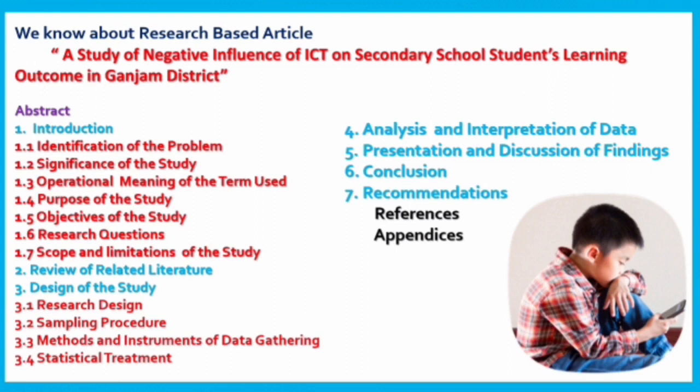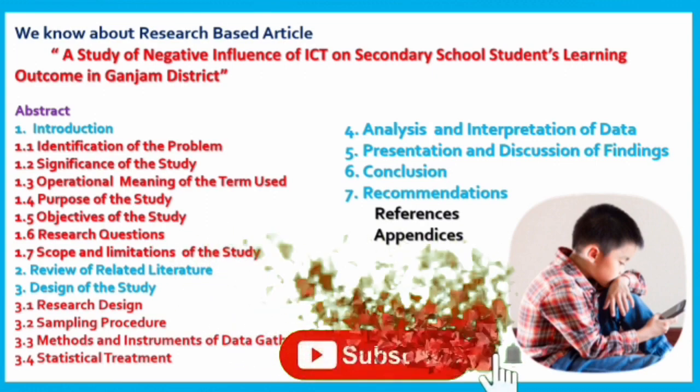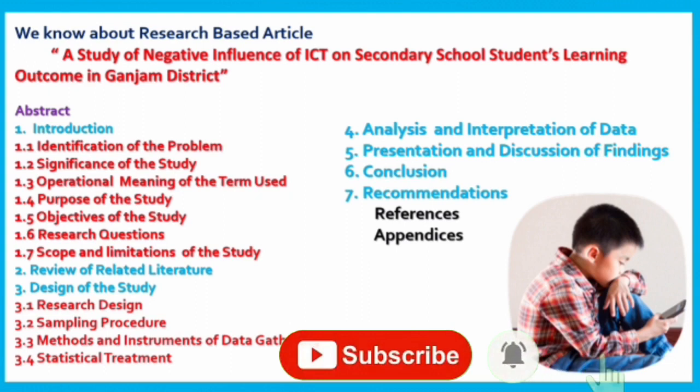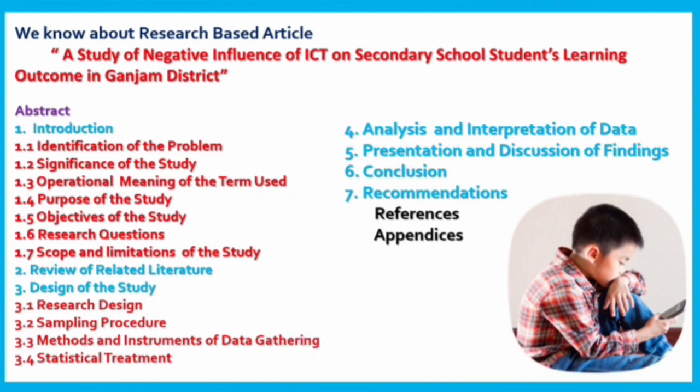Other parts of a research based article are analysis and interpretation of data, then presentation and discussion of findings, conclusion, some recommendations, then references that are based on the present article, then appendices. It is the last step of any research based project. Here in this section, some tables and mathematical calculations are included.